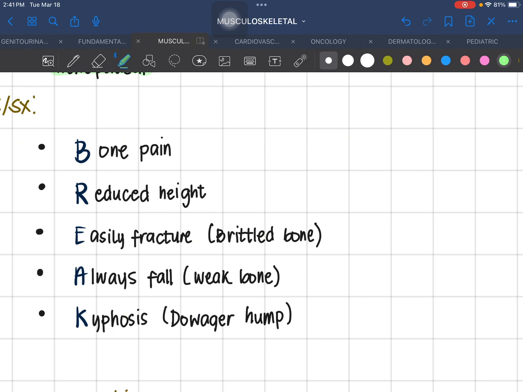Ulitin natin, may bone pain sila, reduce yung height. They fall so easily kasi weak ang bone nila. They always easily fracture, brittle dahil brittle ang bone. Also, weak bones, and then kyphosis.